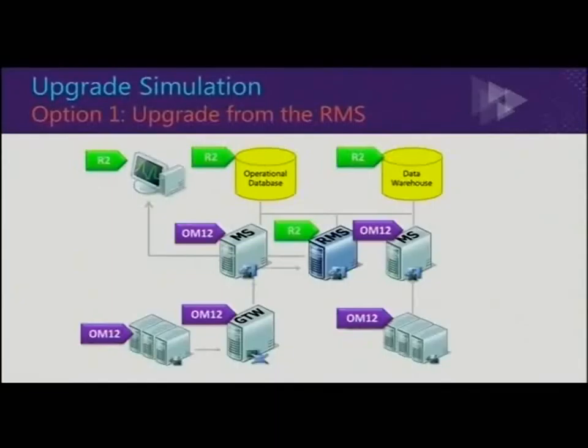Firstly, if we were to upgrade from the root management server, we'd run setup on the RMS. You see it converts it to an Ops Manager 2012 standard management server. And then the setup process will upgrade the Ops database and the data warehouse database. Now, as part of that upgrade process, the database schema changes significantly. And with that, it means your consoles that are 2007 R2 will no longer connect. So that's simple, just uninstall it and reinstall the new one.